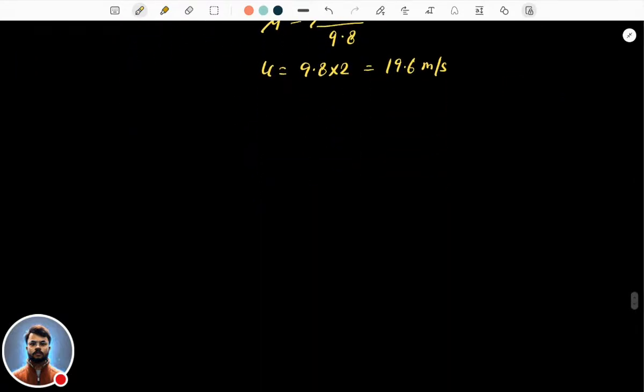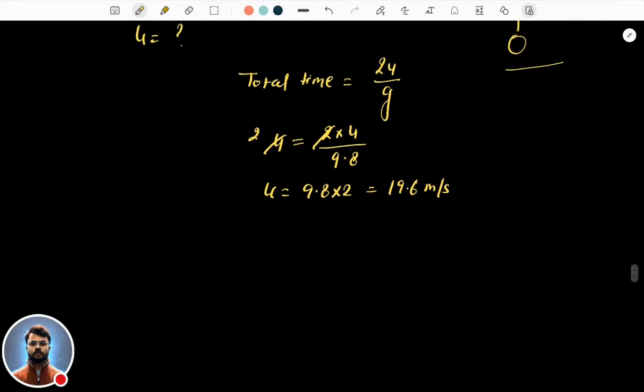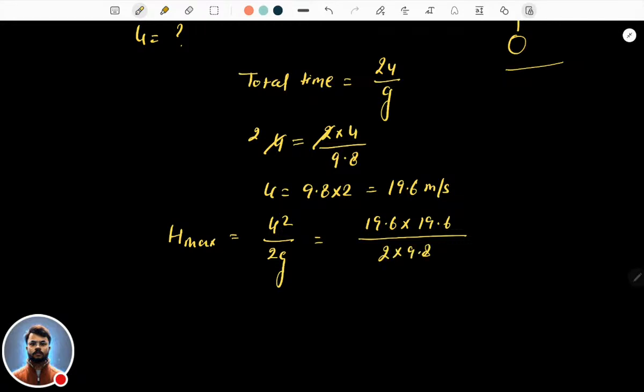Now we have to calculate how high the ball will rise. So h max is equal to u square over 2g. So what is u square? That is 19.6 into 19.6 upon 2 into 9.8. So 9.8 cancels with 19.6 by 2 times, and 2 cancels 2. So h max is also 19.6 meters.